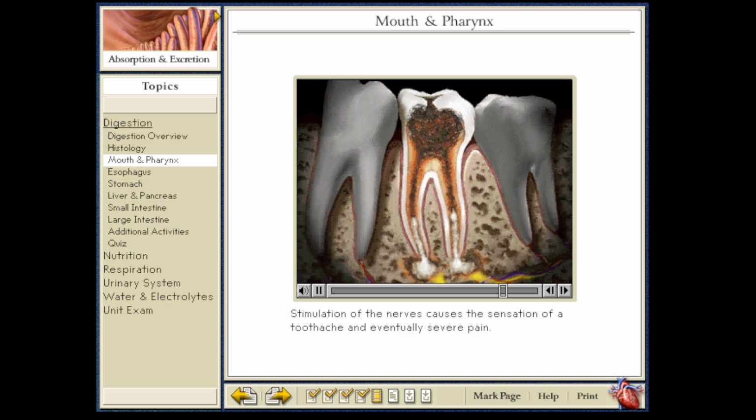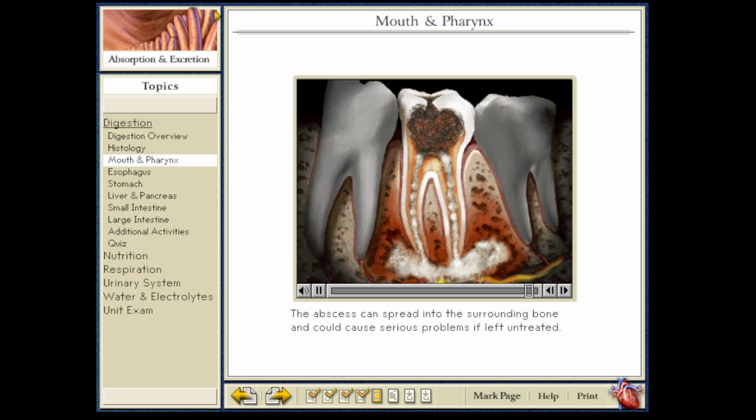Stimulation of the nerves causes the sensation of toothache and eventually severe pain. The abscess can spread into the surrounding bone and could cause serious problems if left untreated.